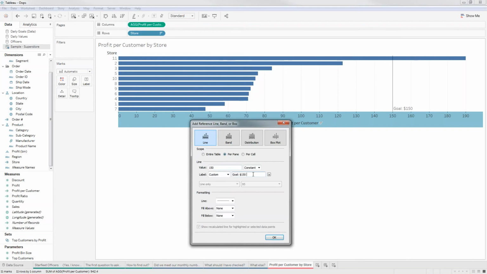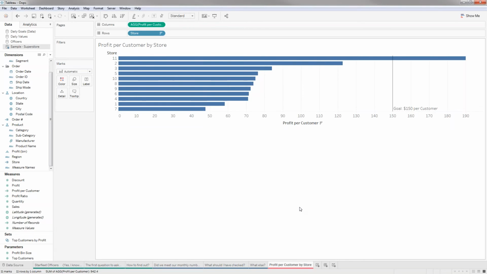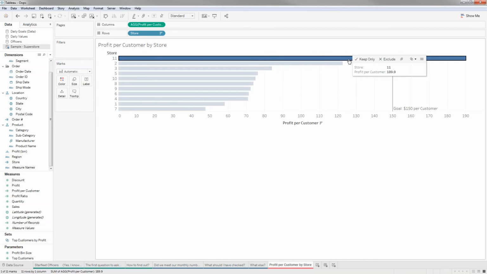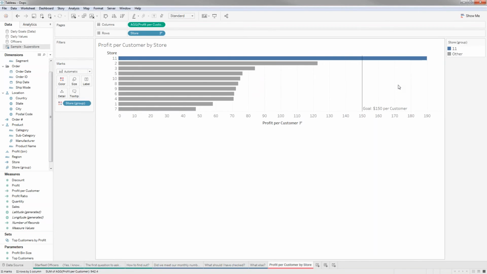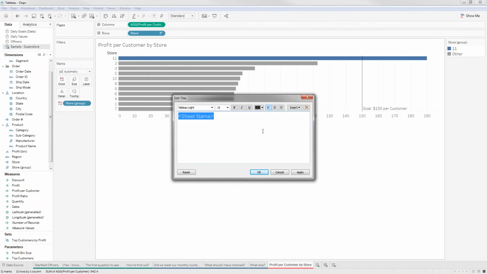So $150 per customer was our goal, and so there's some context to the story. I might even start to really highlight what's going on here. So we've got this store here. I'm just going to click on group just as a quick way to color code that one and bring it to your attention to show you that store met the goal. In fact, I'm going to change the title here.